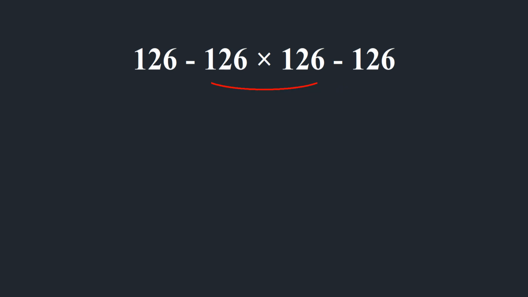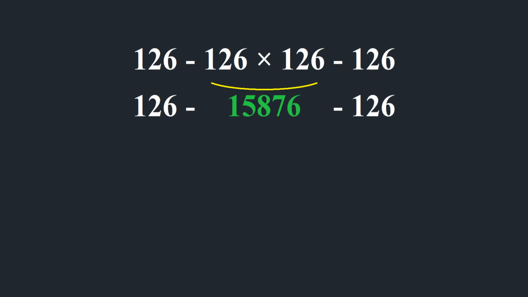So we have first this multiplication, 126 times 126 equals 15,876. So we have 126 minus 15,876 minus 126, and we have two subtractions. According to the order of operations, we do this subtraction, then this subtraction.